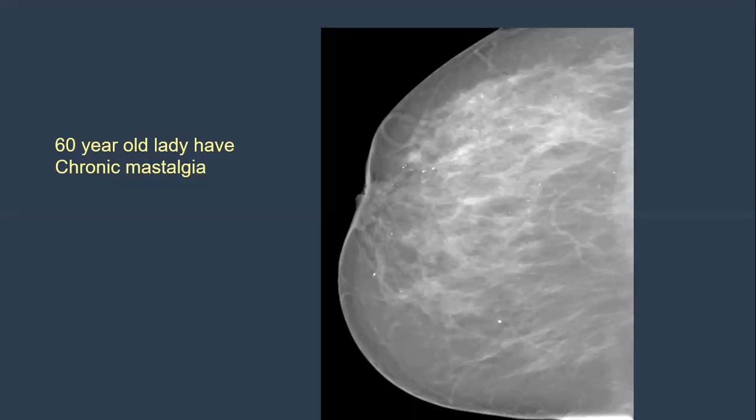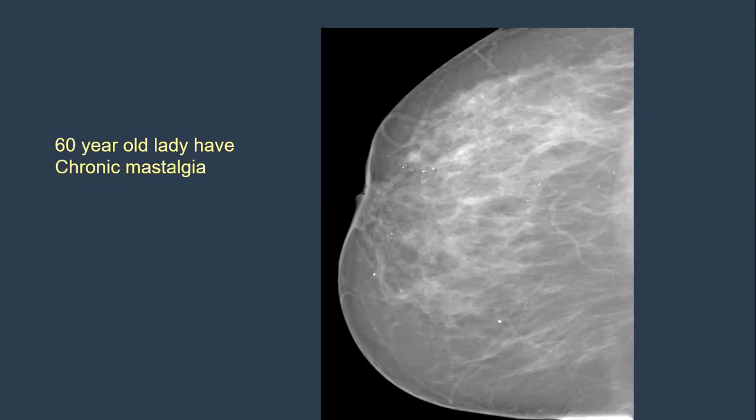So how can you explain that area of architectural distortion? It is part of chronic disease. What are the components of plasma cell mastitis? What is the pathophysiology? Inflammation within the ducts, plasma cell, and the periductal. This is periductal mastitis. The periductal mastitis, you see.